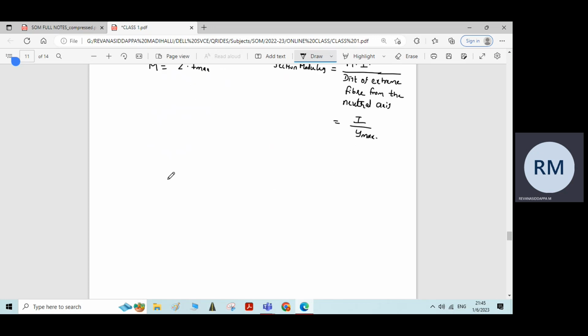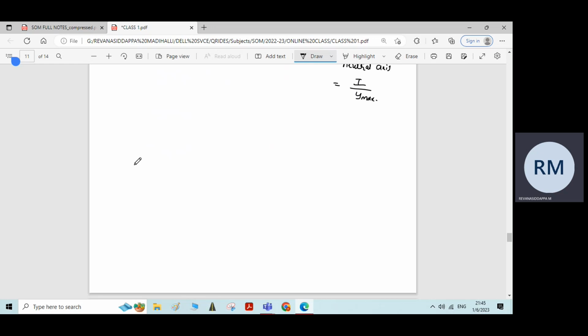Now let us see the formula for different sections. The formula for the section modulus for different geometric sections like rectangle, circle, triangle. Now let us take a rectangular cross section first. Section modulus for rectangle. Let me draw a figure of a rectangle.